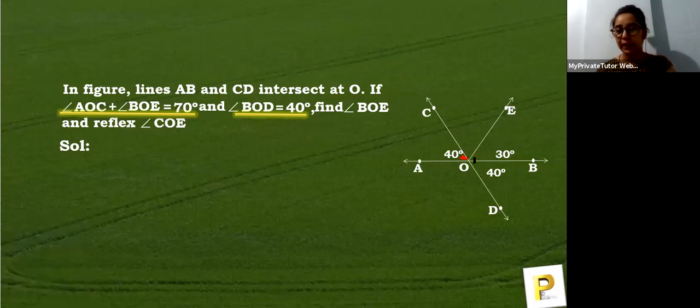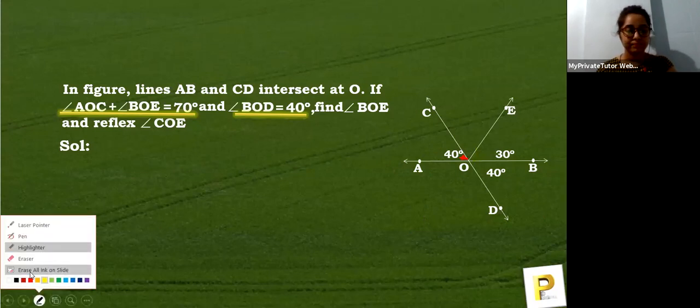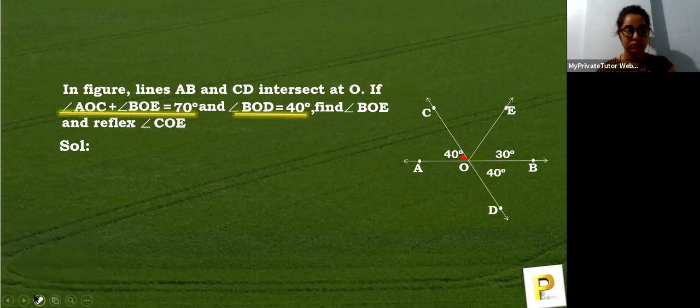is 40 degree and BOE, so you have BOE. Okay, so AOC plus BOE is 70 degree, that they have given us. Okay, and BOD is equal to 40 degree. This is what they have given. So these are the three angles they have given us already.